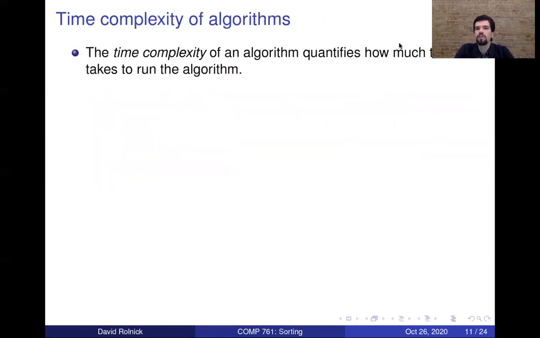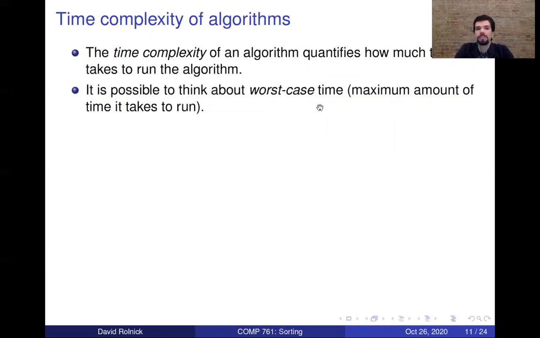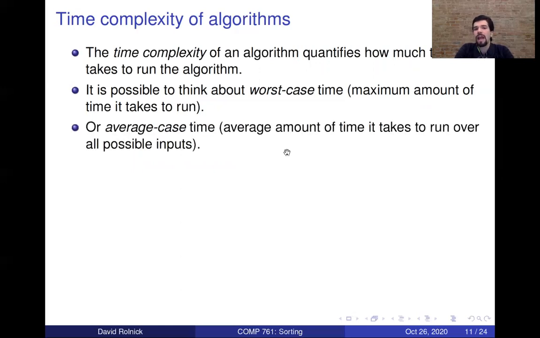So now let's look at just what is the time complexity of an algorithm. This is a way to quantify how much time it takes to run the algorithm. It's possible to think about worst case time, so the maximum amount of time it takes to run, or about average case time, the average amount of time it takes to run over all possible inputs. You could also think about the best case time, but that's not thought about as much.